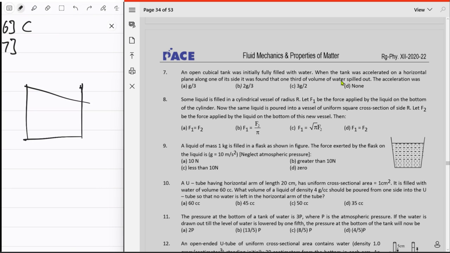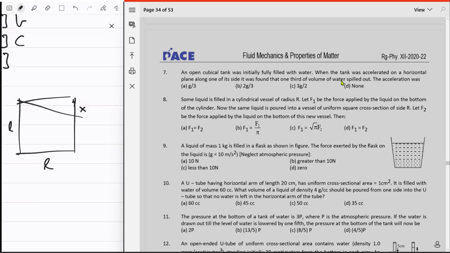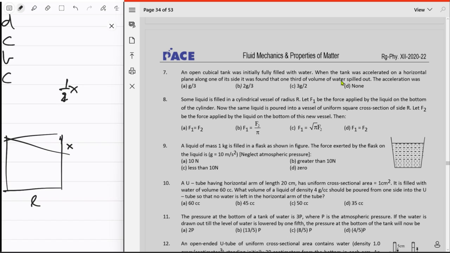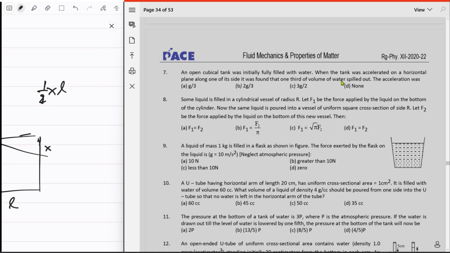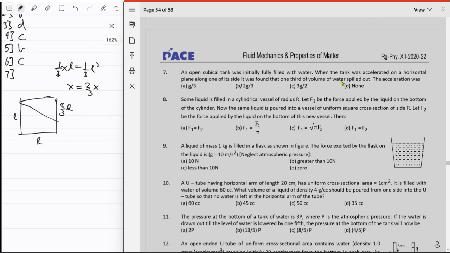that's just one-third of the volume. So it's a cubical tank, right? Let's use L for the side, and let's say this thing is X. So what do you know? This volume must be one-third. So half X times L, that's this area, is equal to one-third of L squared, which means X is equal to two-third L. So this would be two-third of L. So two-third L. Okay, this spills out, right?